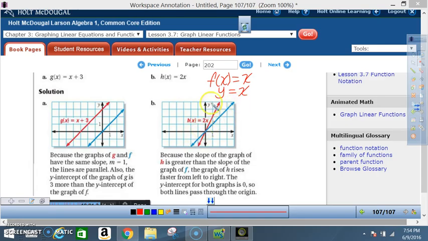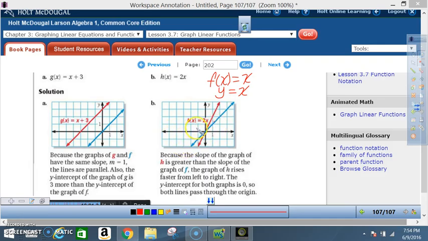And then the blue line, our y is equal to x, or the f of x is equal to x, that should be really quick. When x is 0, y is 0. When x is 1, y is 1. When x is 2, y is 2. When x is 3, y is 3. And of course, same thing going back in the negative direction.